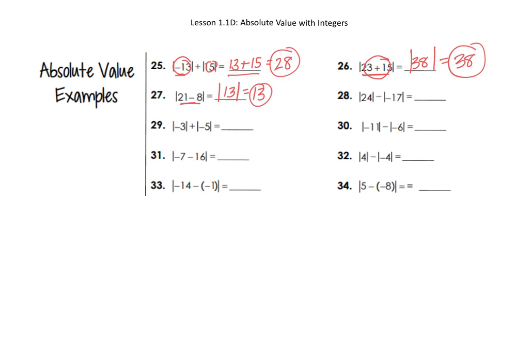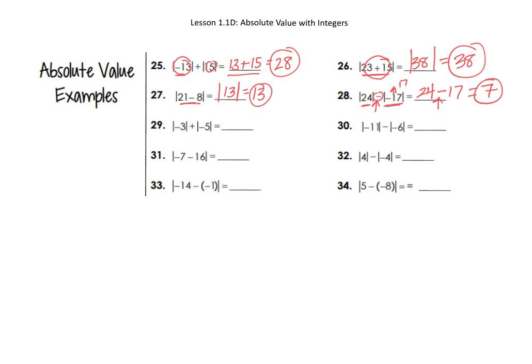Okay, 28 looks a little bit different. Okay, look, we have the absolute value of 24, and it's the only thing inside there, so we can take the absolute value of 24, which is 24. And then I have this minus sign, and what are we subtracting? We're subtracting the absolute value of negative 17, which comes out as positive 17. But we still have this minus sign here because that was the sign in between the two absolute value bars. So what is 24 minus 17? It is 7.